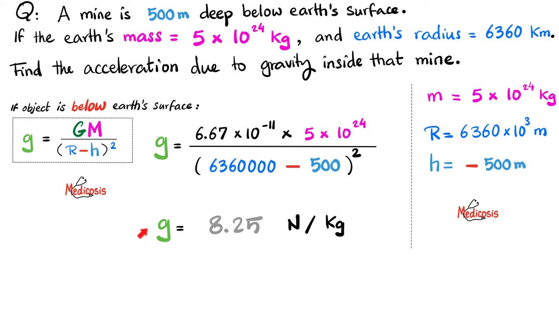What's the measuring unit for the small g? Newtons divided by kilogram, or meters divided by second squared, because at the end of the day, this is an acceleration.